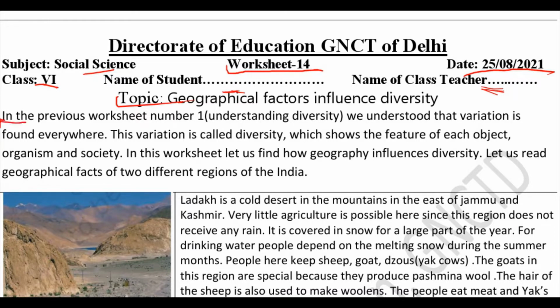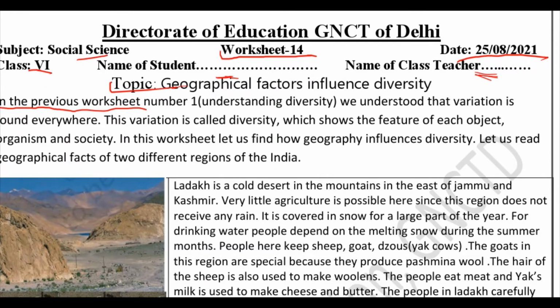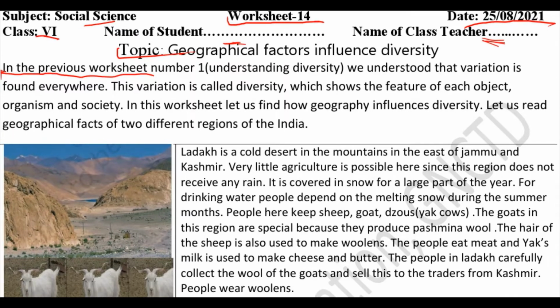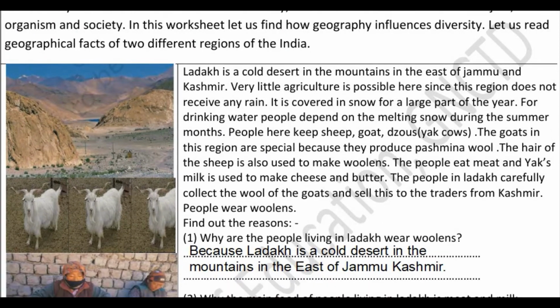In the previous worksheet number 1, Understanding Diversity, we understood that variation is found everywhere. This variation is called diversity, which shows the feature of each object, organism, and society. In this worksheet, let us find how geography influences diversity. Let us read about geographical facts of two different regions of India. Okay, so we are going to understand what is diversity and geographical facts of two regions of India.